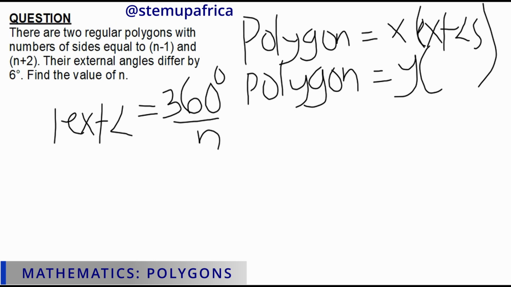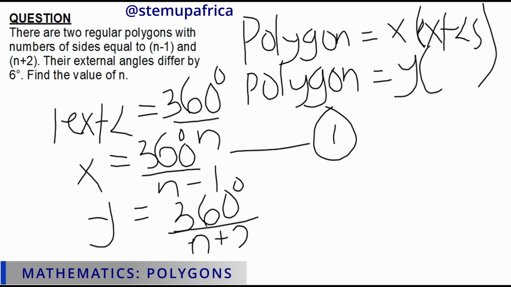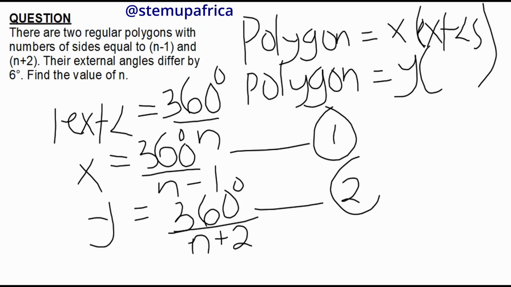The external angle of X, the first polygon, is X, and the external angle of the second is Y. So for X, the external angle is 360 degrees over n-1. Let's call this equation 1. Then the second external angle, which is Y, we'll call it 360 degrees over n+2. Let's call that equation 2.